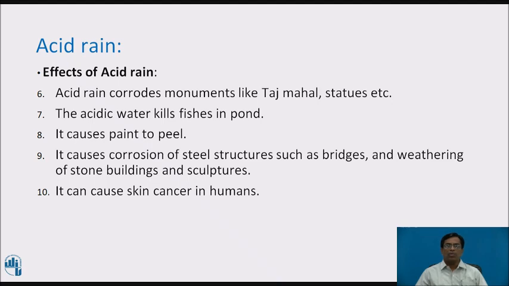Acid rain corrodes monuments like the Taj Mahal, statues, etc. The acidic water kills fish in ponds. It causes paint to peel. It causes corrosion of steel structures such as bridges and weathering of stone buildings and sculptures. It can cause skin cancer in human beings.